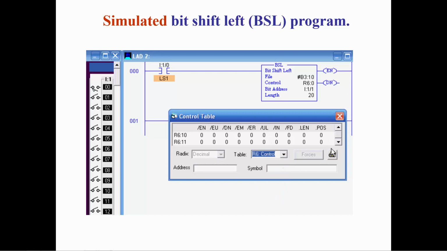We can also look at the status bits. When the switch is closed and held closed, you can see the EN and DN bits are a 1. On the next closure of the switch, the 1 in the bit shift register will shift out into the unload bit.